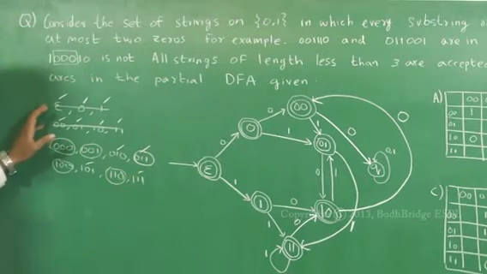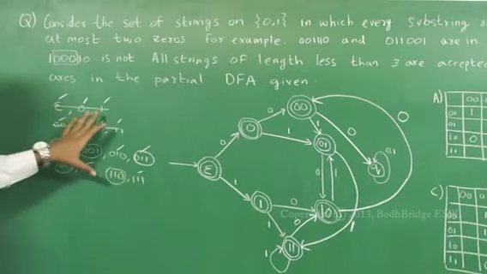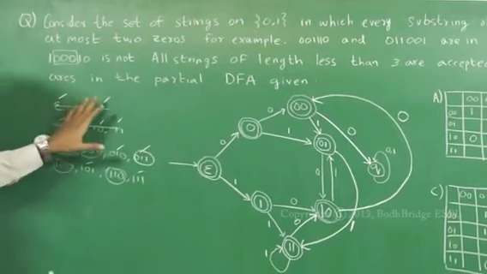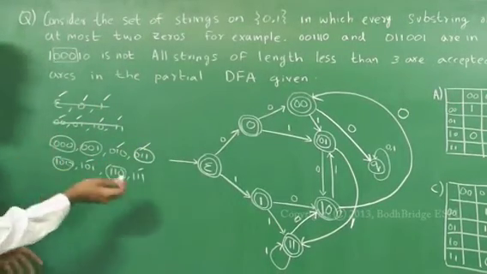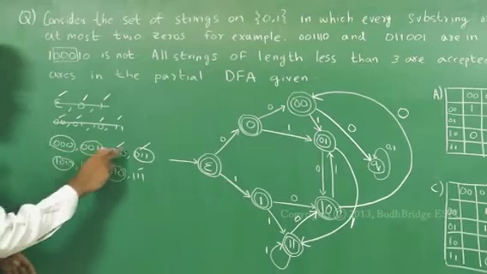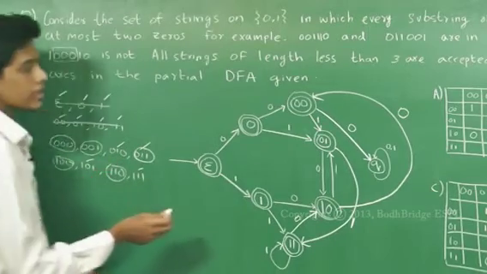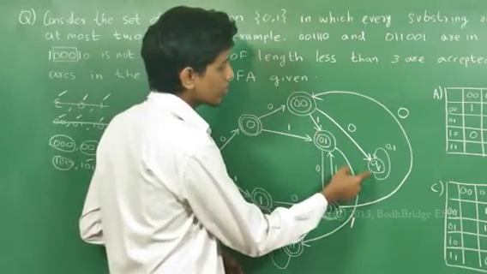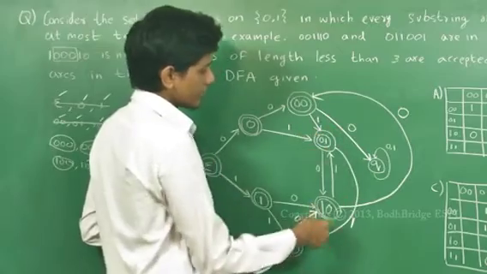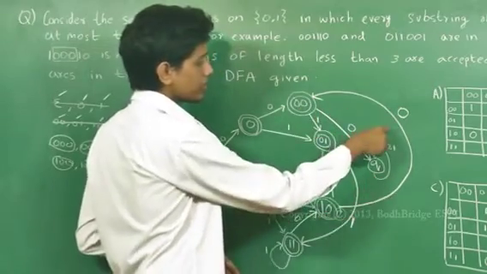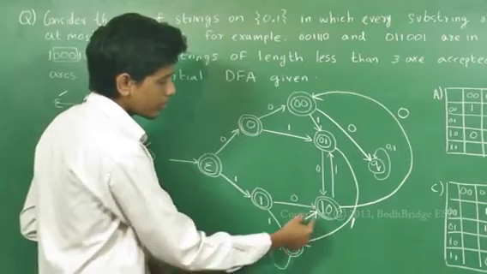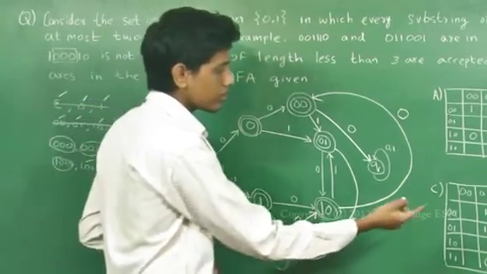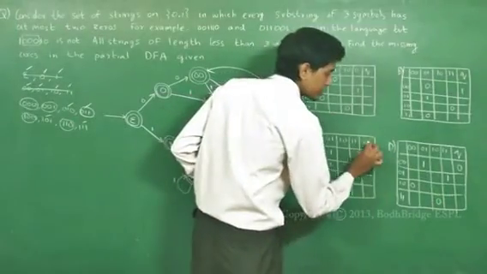Now basically we have made sure that the existing arcs accepted or handled every scenario. Where it hasn't been handled, we handled it. So the arcs we added were these particular arcs. That is 00 to Q with input 0, 10 to 00 with input 0, 00 to 01 with input 1, 11 to 10 with input 0. So this comes in option D. So option D is the right answer.